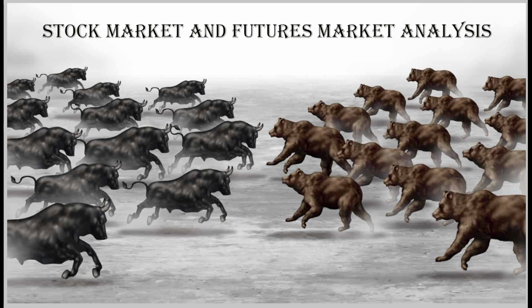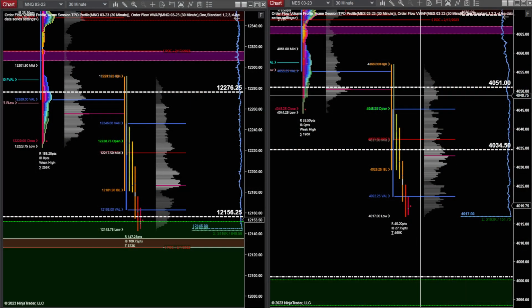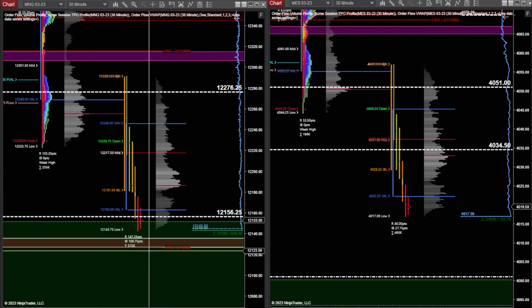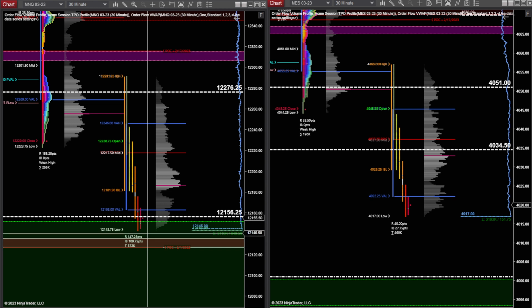Hey everyone, just doing a quick market update. Let's look at these markets. We're basically looking at a trend day lower. This is the ES. We're looking at a trend day lower in the Nasdaq. Hit a key level, support and demand zones, kind of bouncing off of it, right?